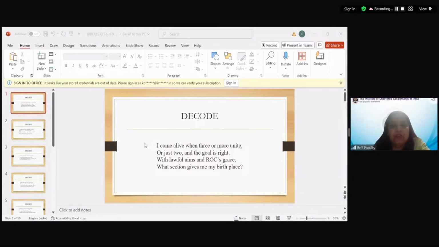Okay. So the first is, I come alive when 3 or more unite, or just 2, and the goal is right. With lawful aims and ROC's grace, what section gives me my birthplace? So you must be knowing the number and need to know what they are talking about and what is the relevant section number. Fast. The answer is almost correct. I need to know the section number. Krishna.